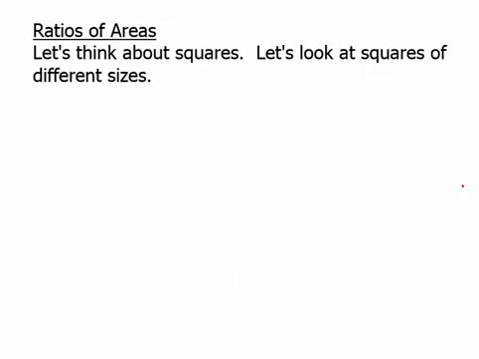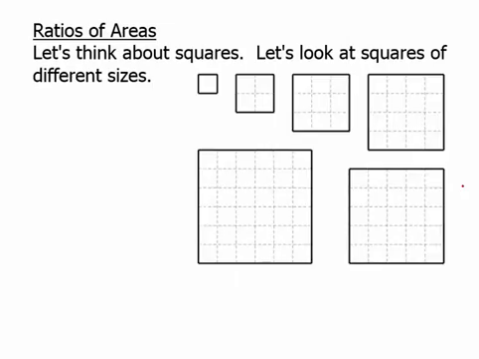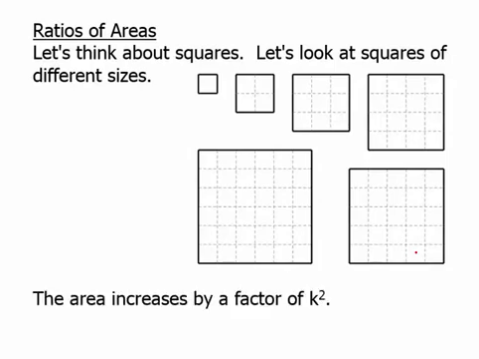Let's think about squares. Let's look at squares of different sizes. So we have a square that's 1 by 1 has an area of 1. The 2 by 2 square, we increase the length by 2, we increase the area by 4. We increase the length by 3, we increase the area by 9. Increase the length by 4, increase the area by 16. Increase the length by 5, increase the area by 25. I think you see the pattern here, so that if the length increases by k, the area increases by k squared. So area increases by a factor of the scale factor squared.